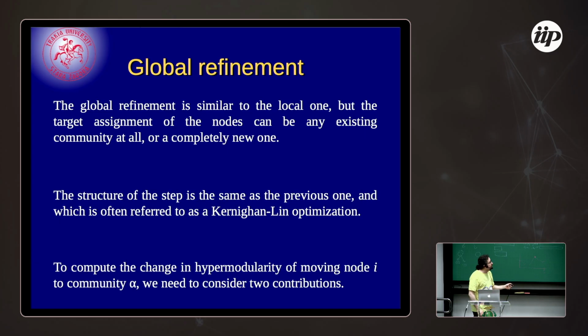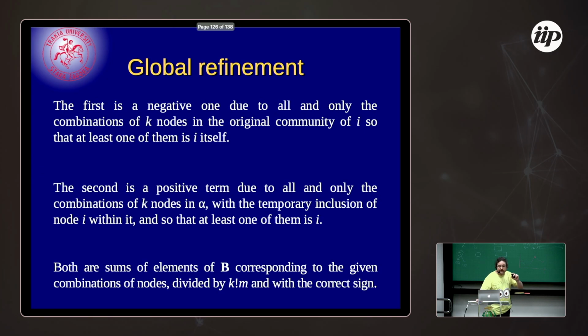So how do we compute the change of hypermodularity in the case of the global refinement? We are moving node I to some community alpha. Again, there will be 2 pieces here. One piece will be negative and will consist of contributions coming from all and only the combinations of k nodes that are in the original community, of which at least one is I. So it's I plus other terms. Why negative? Because we are taking I and moving it from here to somewhere else.